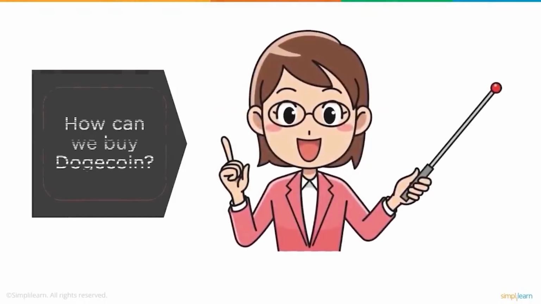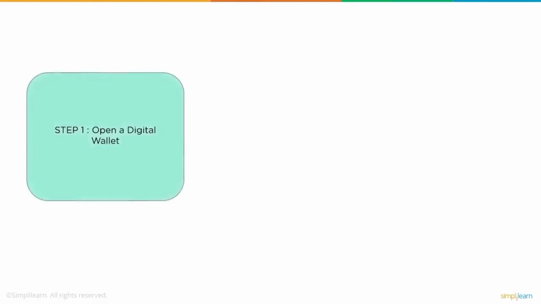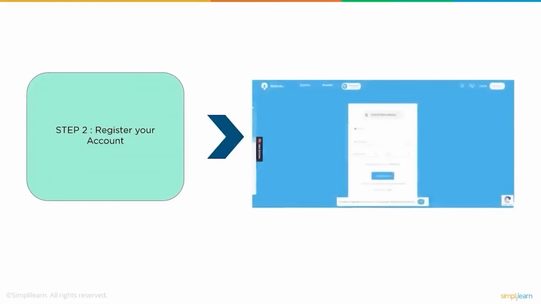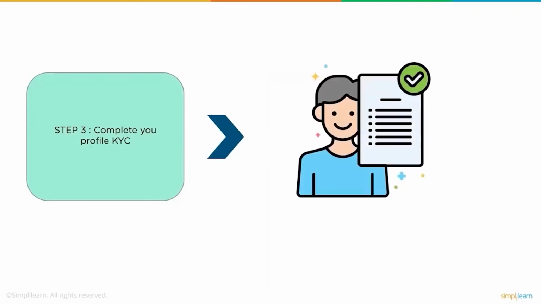How can we buy Dogecoin? So to buy Dogecoin, we will have to follow a few steps. Step 1. Open a digital wallet. Buy Your Coin is considered a perfect application for trading cryptocurrencies. Step 2. Register your account. Step 3. Complete your profile KYC by providing your identity and address proof, like Aadhaar card.